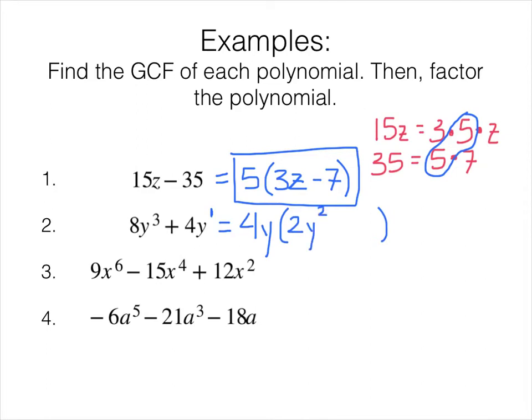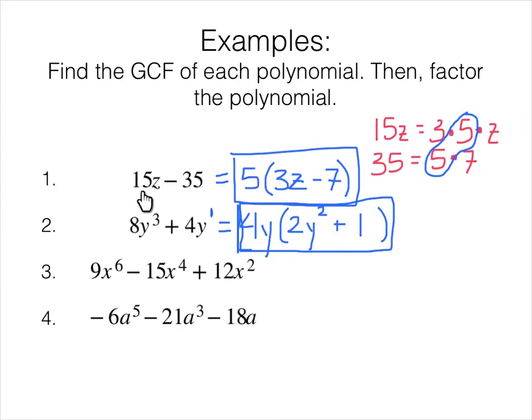4y divided by 4y would be 1. So in the parentheses for that one, we have 2y squared plus 1. Now let's double back a bit and think about how we can check our answers. What I can do is mentally go ahead and do the distributive property and make sure that this original problem is what I get when I multiply that out.